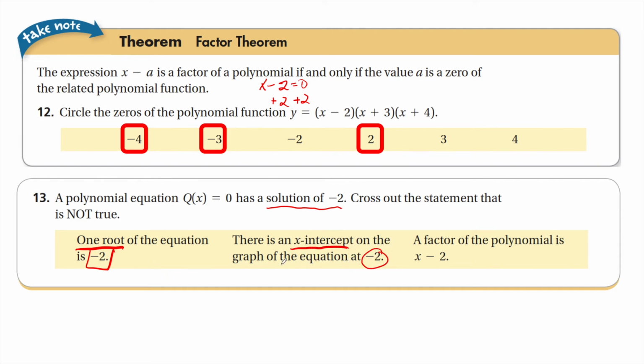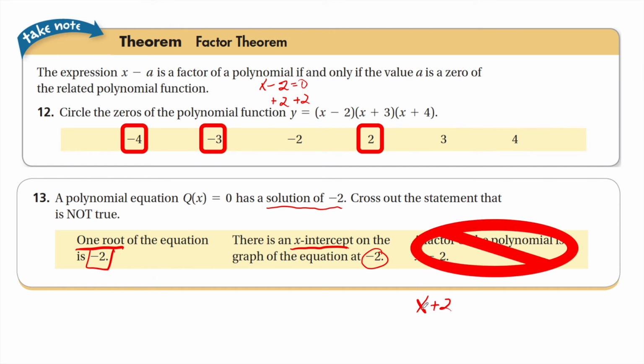So in this case, the x-intercept on the graph of the equation is going to be at negative 2. That's accurate. However, the factor of the polynomial, the thing that we multiply to get to the original equation, is actually not going to be negative 2. In order for that to happen, we would actually need it to be x plus 2. So the final portion is not correct. The factor of the polynomial is not going to be an x minus 2. It's supposed to be x plus 2.